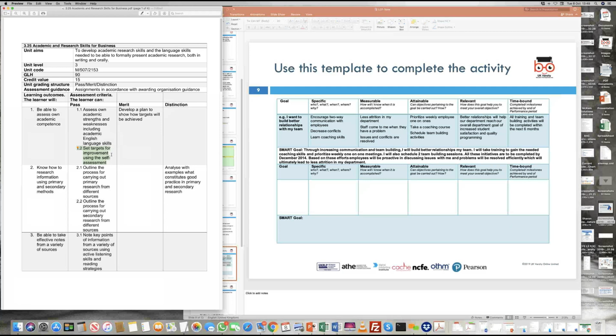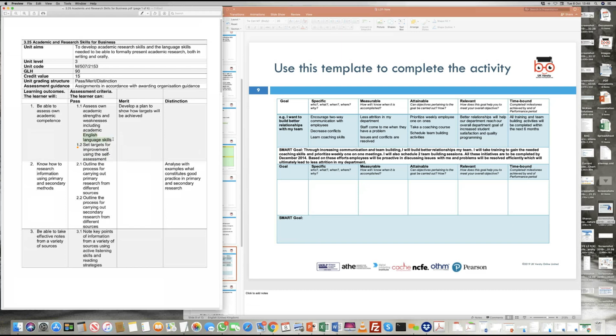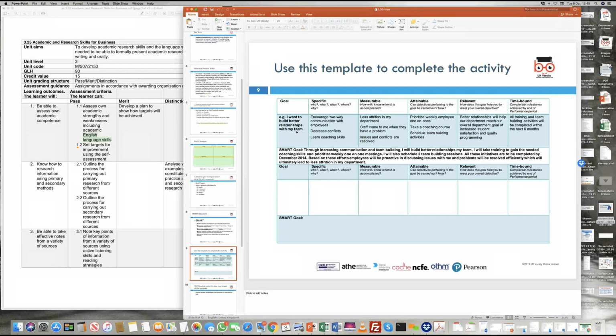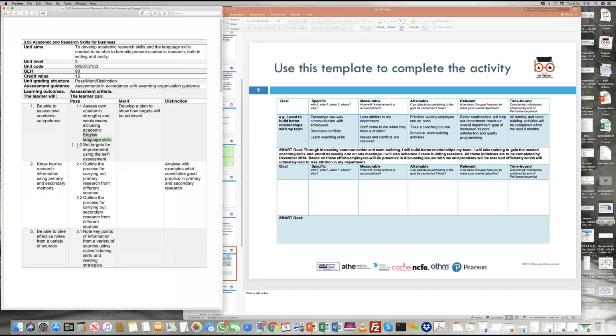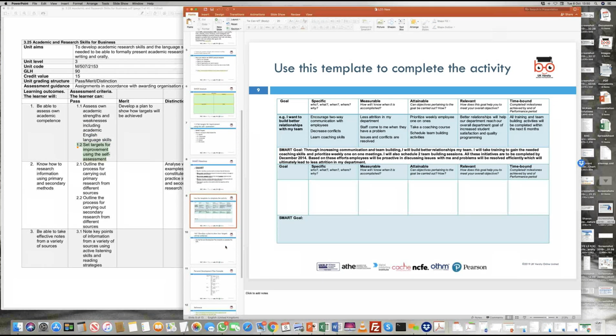It says, set targets for improvement using self-assessment. So in the case of the English test that you've done, and you've looked at your results, how would you improve your English? You have to put SMART targets to it. So when you put SMART targets, this is how you will look at defining specific targets which are measurable, attainable, achievable, relevant, and obviously time bound. So you have to fill them up, and that will become your task 1.2. Okay? Is that okay?